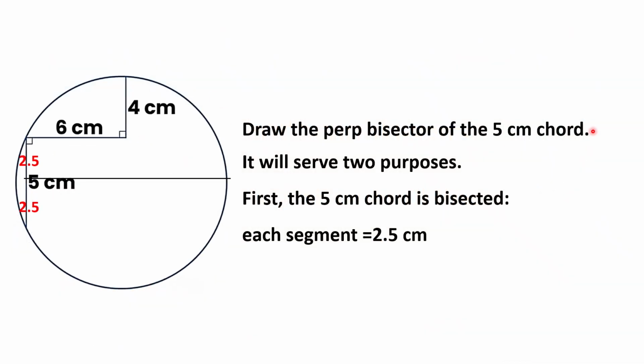Now draw the perpendicular bisector of the 5 centimeter chord. It will serve two purposes. First, the 5 centimeter chord is bisected, so each segment will be 2.5. See the red font. So the chord is bisected into a 2.5 segment and a 2.5 segment. But this perpendicular bisector is going to serve another purpose.